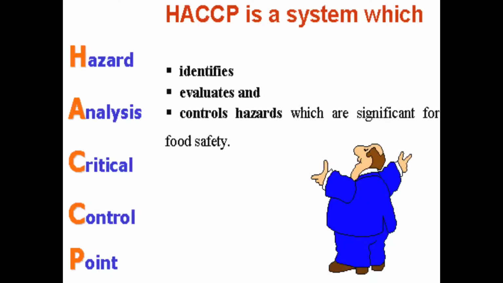So we have to identify the hazards, then we have to evaluate the hazards, then we have to control the significant hazards according to food safety. This is what the HACCP system works on.